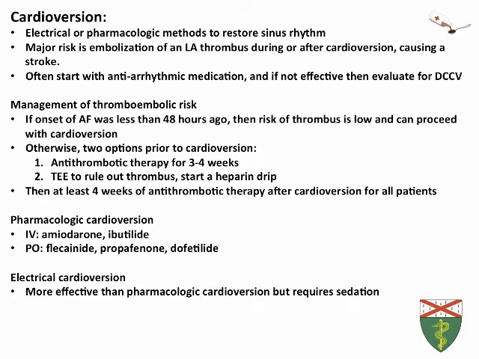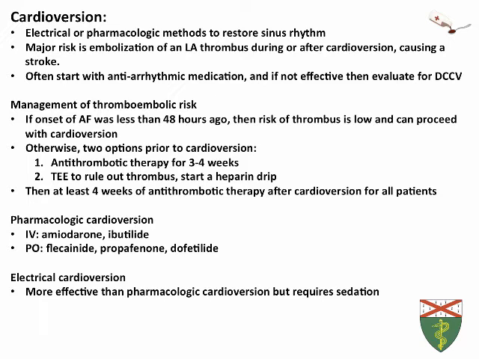Next, we'll discuss cardioversion. This refers to electrical or pharmacologic methods to restore sinus rhythm. The major risk of AF is embolization of a left atrial thrombus, either during or after cardioversion, which can cause a stroke. Generally, patients are started on antiarrhythmic medications first, and if those are not effective, then they may be a candidate for electrical cardioversion, or DCCV.